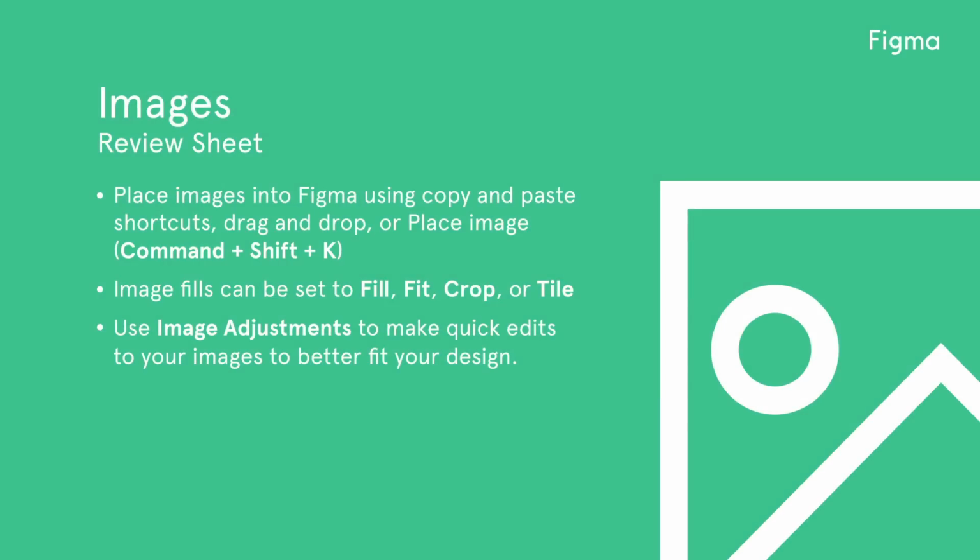Let's review what we've learned today. Place images into Figma using the copy and paste shortcuts, drag and drop, or place image. The keyboard shortcut for place image is Command-Shift-K. Image fills can be set to fill, fit, crop, or tile. Use image adjustments to make quick edits to your images to better fit your design.